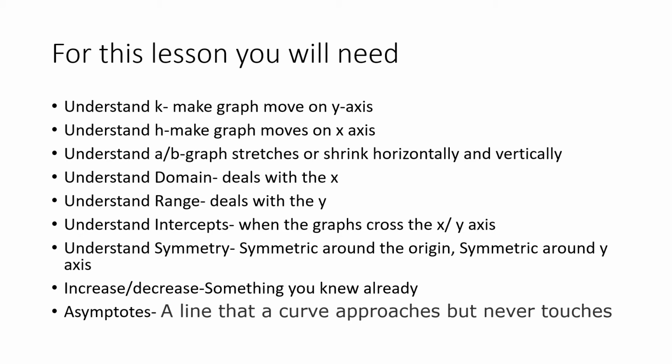For this lesson, you need to understand K, which makes the graph move on the y-axis. Understand H, which makes the graph move on the x-axis. Understand A and B, as the graph starts to shrink horizontally and vertically. Understand the domain. Understand the range. Understand the intercepts. Understand the symmetries, increase and decrease, and the asymptote. What's an asymptote? You're going to find out, y'all.